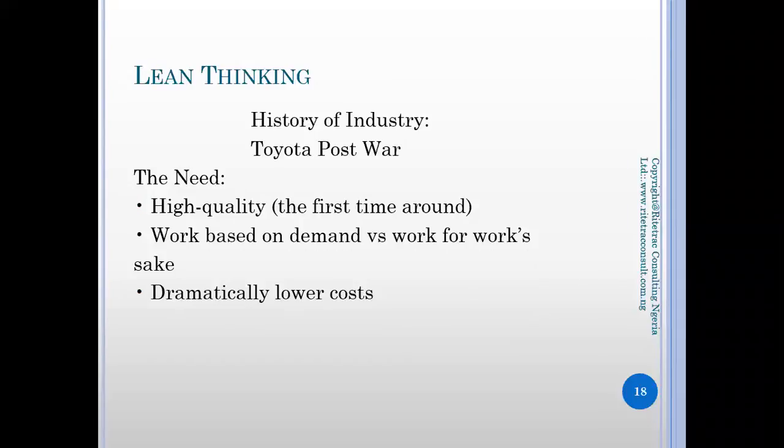So let's look at lean thinking. History of industry. Toyota post-war, the need, high quality the first time around. Work based on demand versus work for work's sake. You are not working for work's sake. We're looking at the pull. Dramatically lower costs.